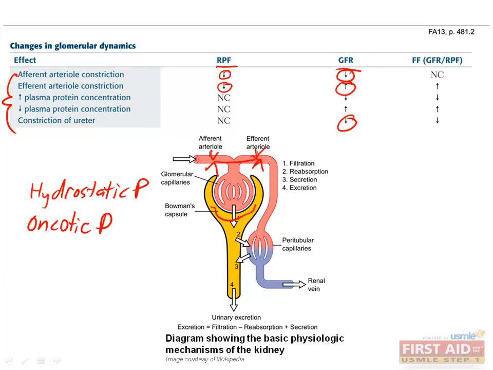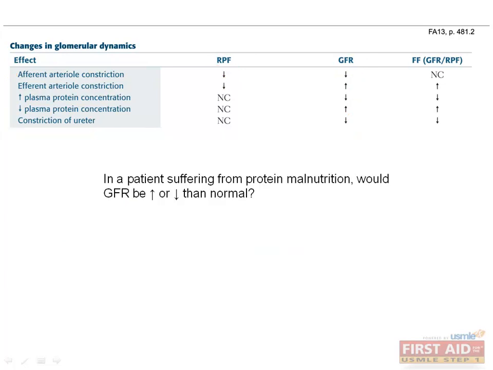The changes with plasma protein relate to the oncotic pressure gradients. Let's think about this in the context of some sample questions. Ready? In a patient suffering from protein malnutrition, would you expect GFR to be higher or lower than normal? If you said higher than normal, you're right. Someone suffering from protein malnutrition would have low serum albumin since she would not be able to make enough protein. With that lower plasma protein concentration, the oncotic pressure keeping fluid in her plasma would be less, so her GFR would be higher.